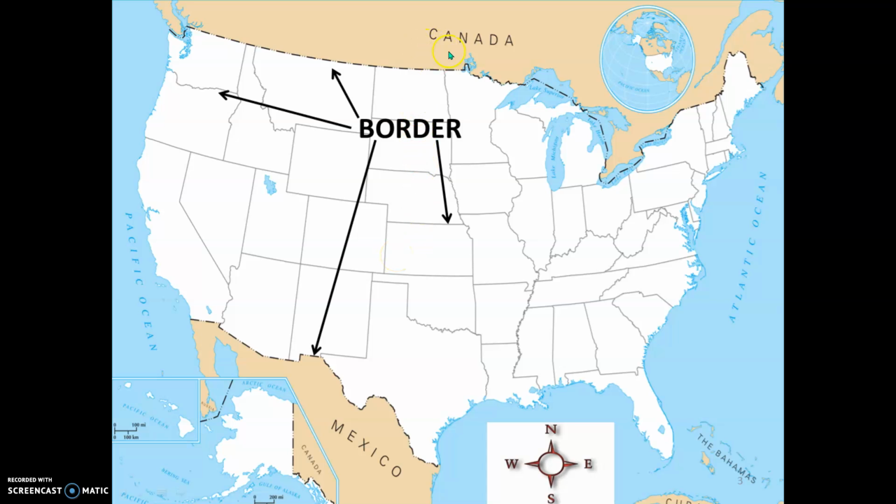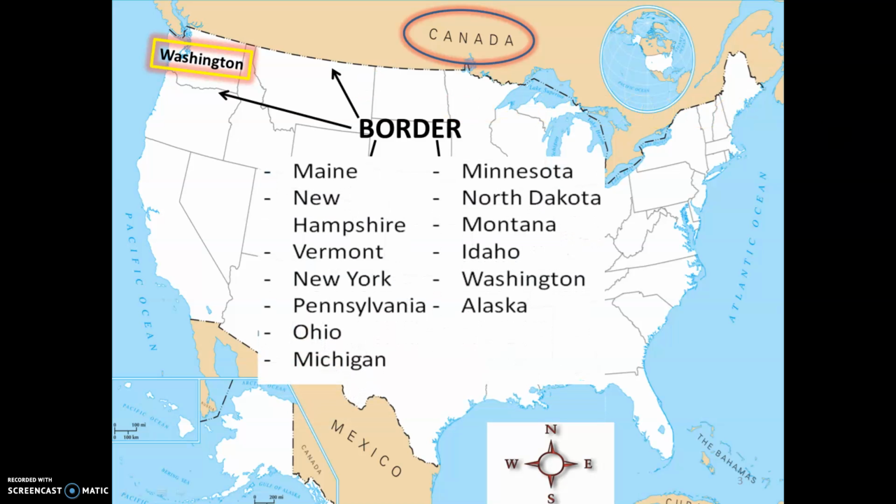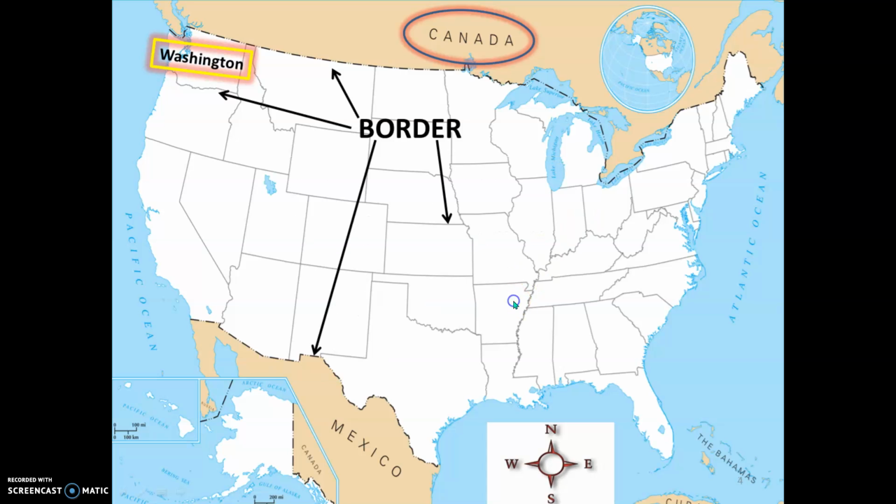Let's look up north at Canada and where the US borders or touches Canada. Can you tell me one state that borders or touches Canada? I think of Washington because it's close to us here in Oregon, but you can choose any one of these. Now, let's look down south at Mexico. Can you tell me one state that borders or touches Mexico? So I think of New Mexico because it has a very similar name to Mexico, but you can choose any one of these.